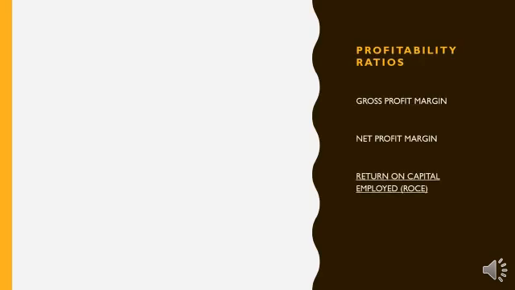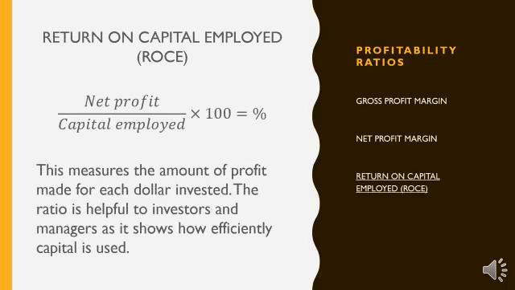The third profitability ratio is return on capital employed. Net profit divided by capital employed times 100 is how we find return on capital employed. This measures the amount of profit made for each dollar invested. The ratio is helpful to investors and managers as it shows how efficiently capital is used. How to improve ROCE? First, they can make better use of capital employed without reducing profit, or increase profit with the same amount of capital employed.